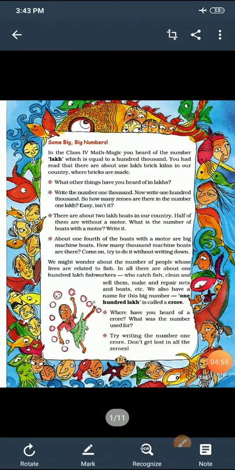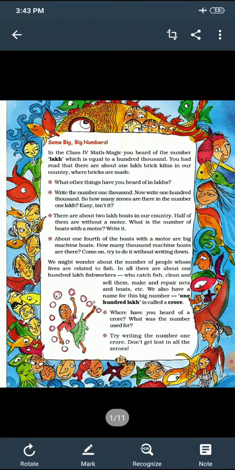Remember, 10 million equals 1 crore. So in these two videos we have revised the Indian and international systems. In your book, some big numbers are given like lakh and crore, so we have to deal with them.